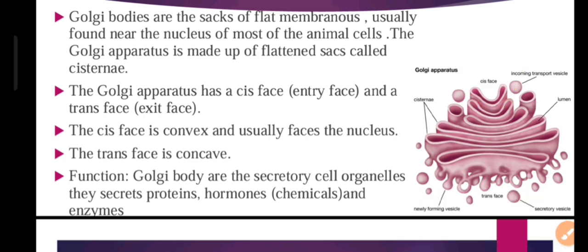It is about the Golgi apparatus. It is present near the nucleus. It has two faces: the cis face and the trans face, and it is called a secretory cell organelle.